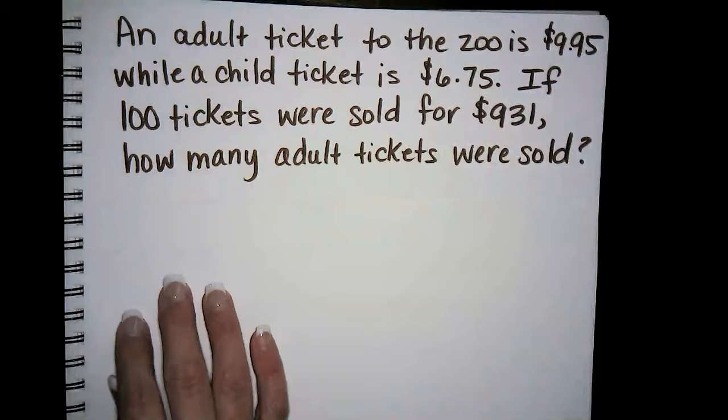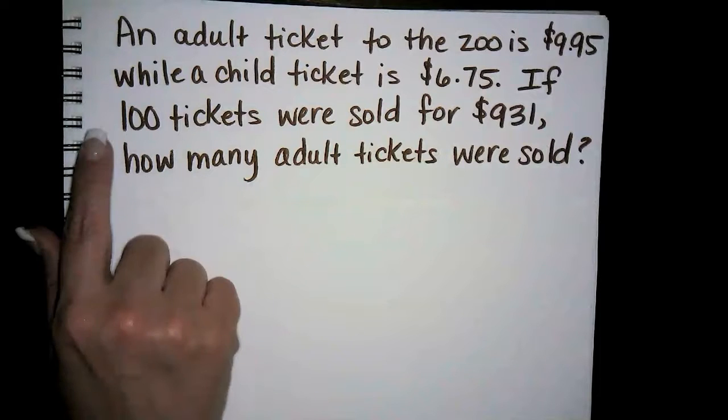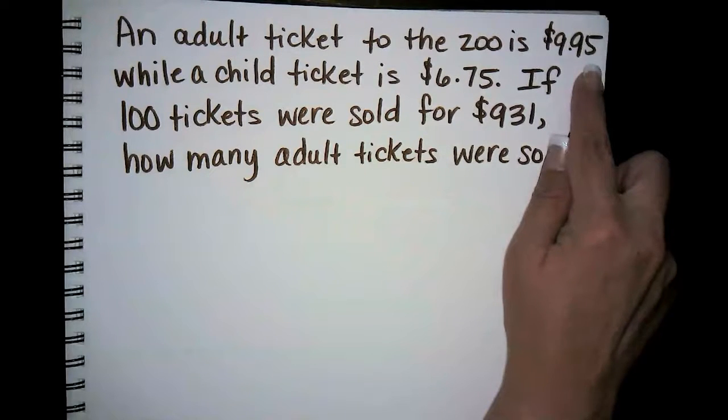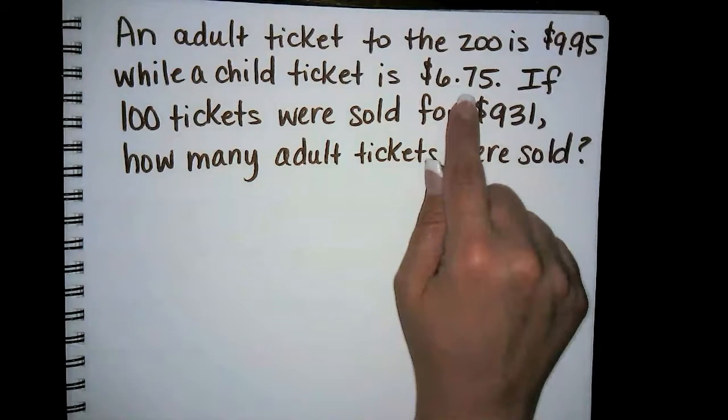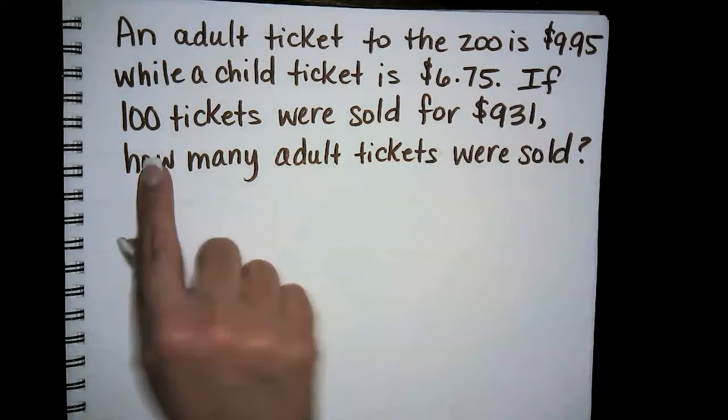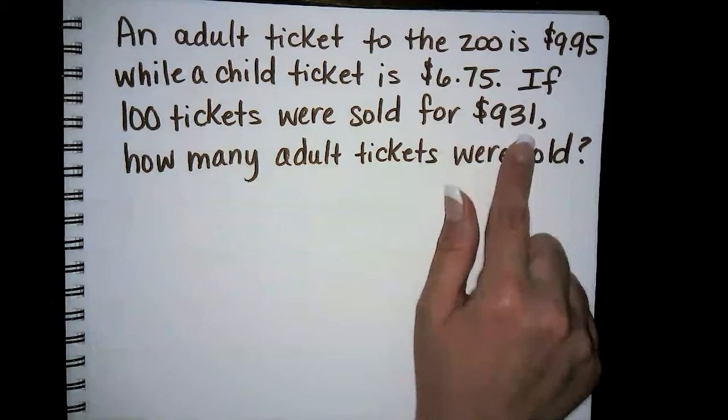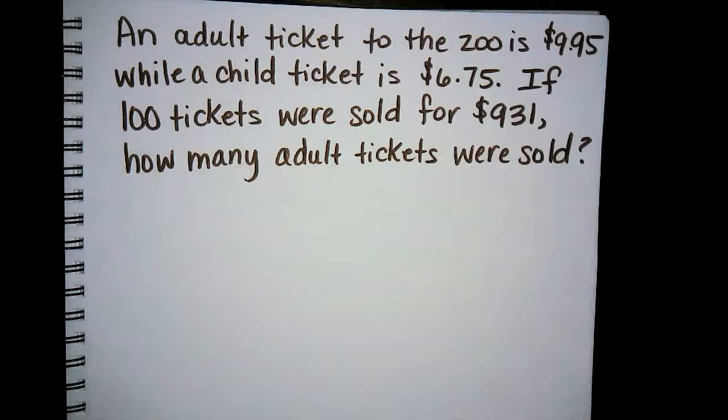In this video, we're going to take a look at a word problem. If an adult ticket to the zoo is $9.95, while a child ticket to the zoo is $6.75, and we know that 100 tickets were sold for $931, then how many adult tickets were sold?